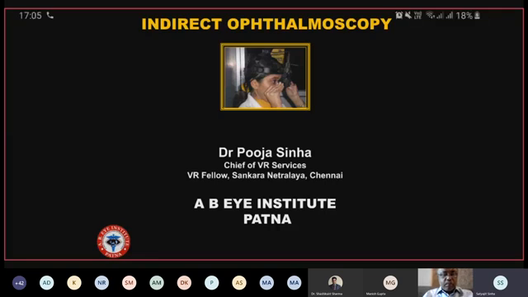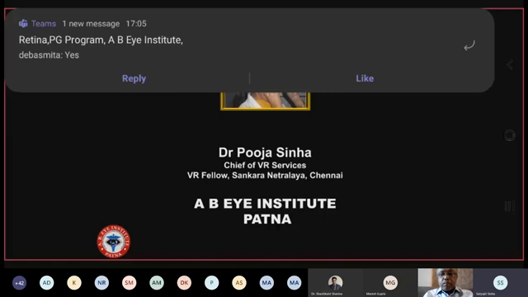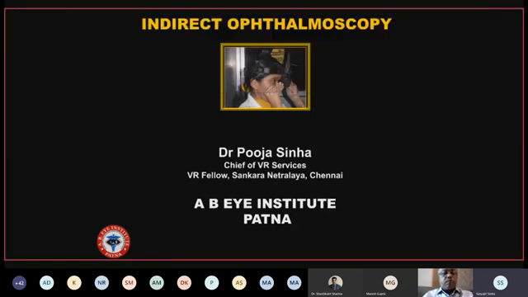Indirect ophthalmoscopy, believe me, is a very versatile and useful optical tool to view the retina, especially the peripheral retina, with the added bonus of stereopsis. So as we go along, I'll explain everything possible in 1 hour. I have a lot of slides and we will welcome any questions subsequently.